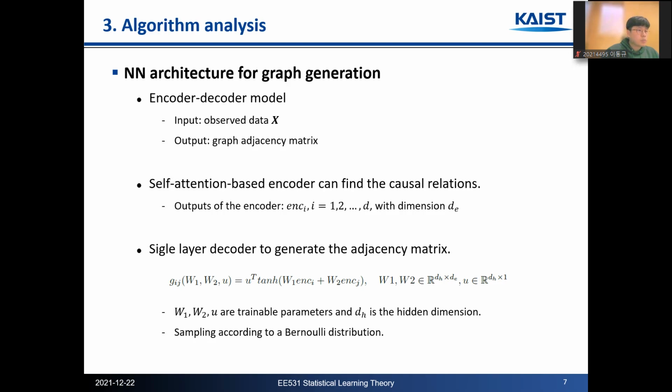An encoder and decoder neural network model is considered for graph generation. The input of this model is the observed data and the output is a graph adjacency matrix. The self-attention-based encoder is used because of its ability to find causal relationships between variables by providing sufficient interaction. The single-layer decoder generates the graph adjacency matrix by building relationships between two encoder outputs, enc_i and enc_j. To generate output, it is sampled according to a Bernoulli distribution with a logistic sigmoid function that indicates the probability of an edge existing from Xi to Xj.